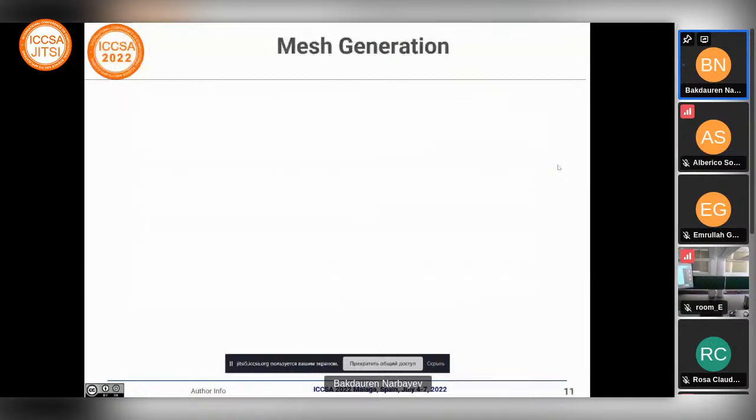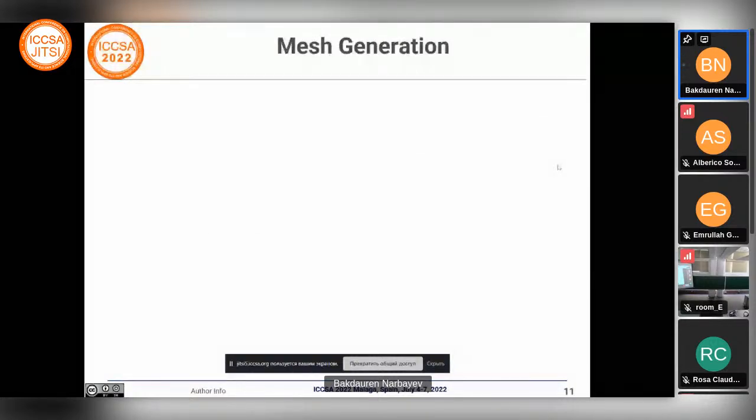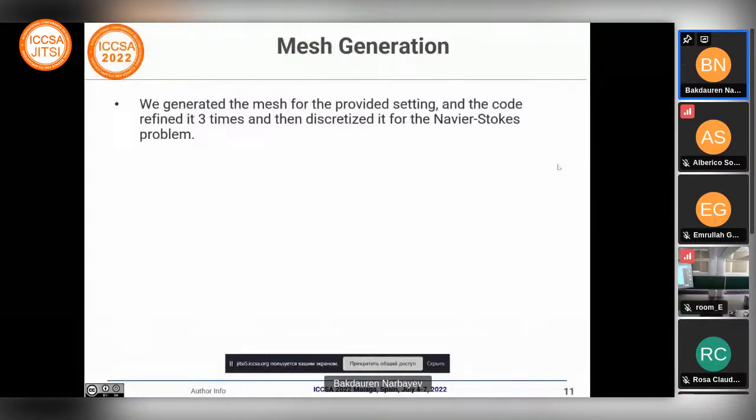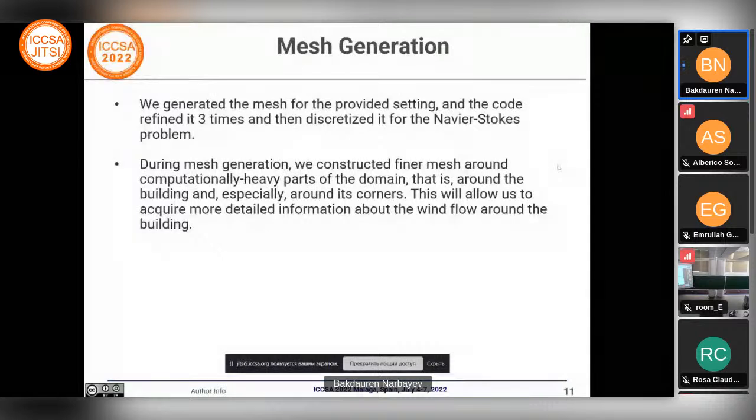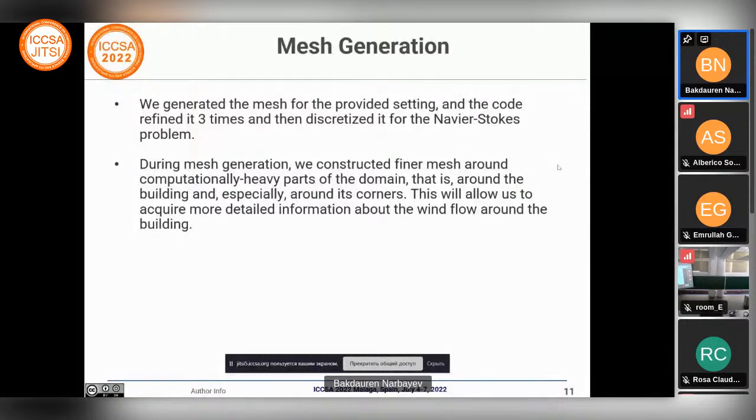So we generated the mesh for the provided setting, and the code refined it 3 times and prepared it for the Navier-Stokes problem. For the mesh, we used only rectangular shapes. During mesh generation, we constructed finer mesh around computationally heavy parts of the domain, which are mainly the corners. This allowed us to acquire more detailed and accurate information about the wind flow around the building.